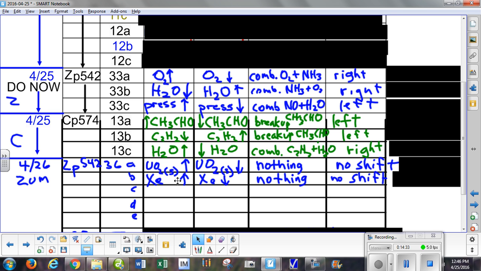Actually, Xe is a gas. What's aqueous? Aqueous is a liquid, usually water, that has something dissolved in it. L is not aqueous. L is just pure water with nothing dissolved in it. Okay? So you've got to watch your subscripts. Yeah, very good.